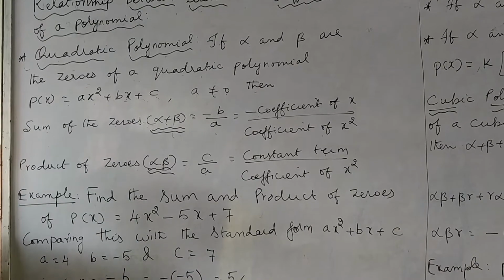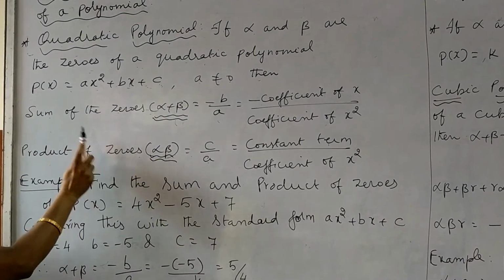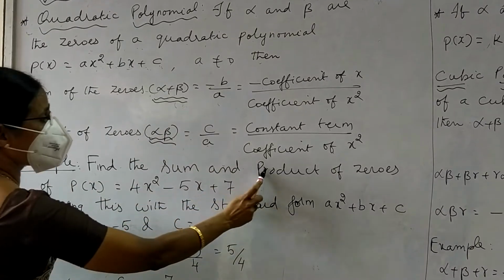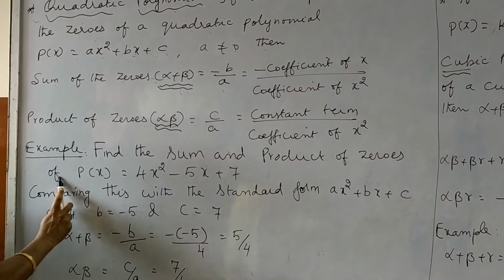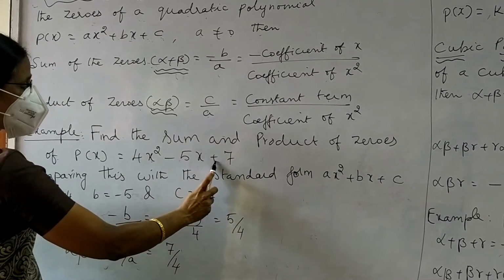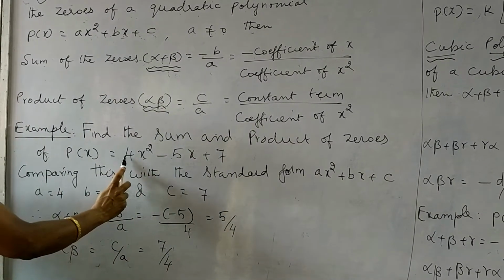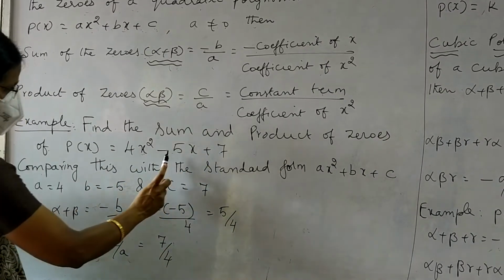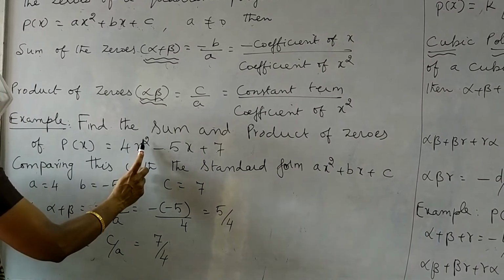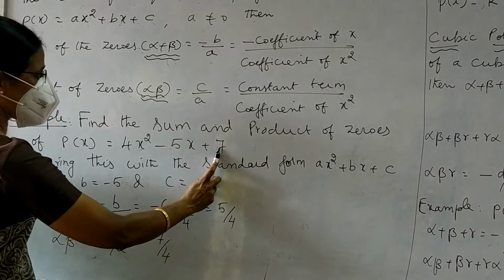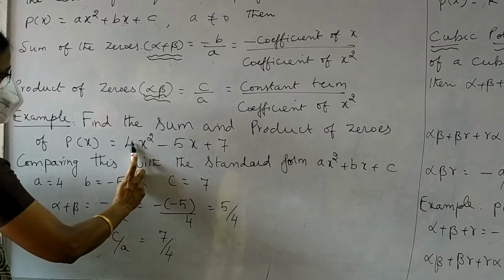We understand the example. Once again, we will come back to the result. The example is, find the sum and product of zeros of the polynomial 4x square minus 5x plus 7. First, we should check whether the polynomial is arranged in the standard form. What is standard form? First, writing x square, followed by the x term, and finally the constant term. So here it is proper.